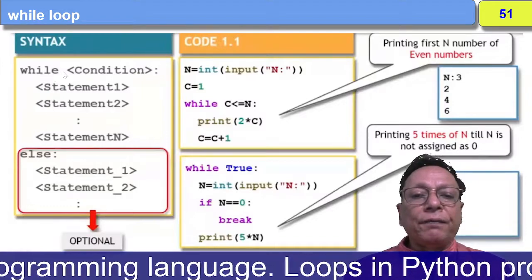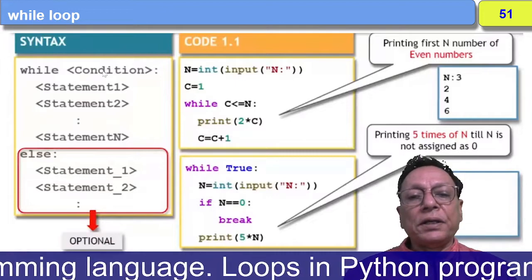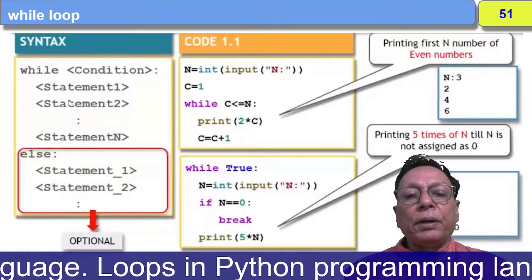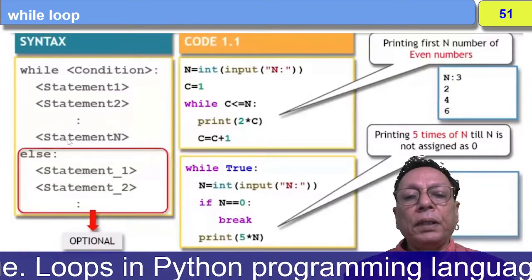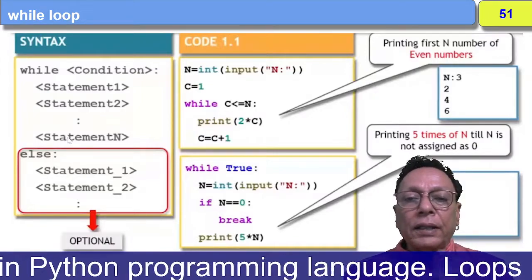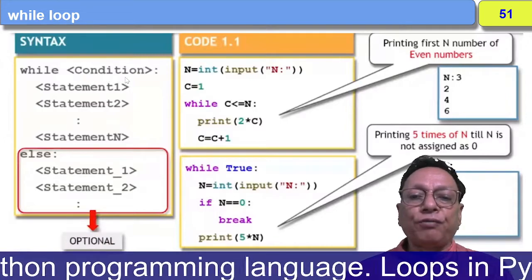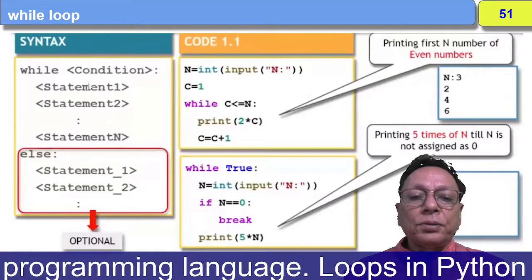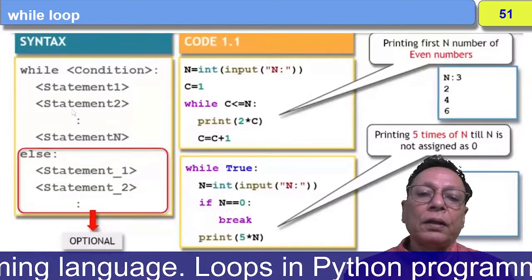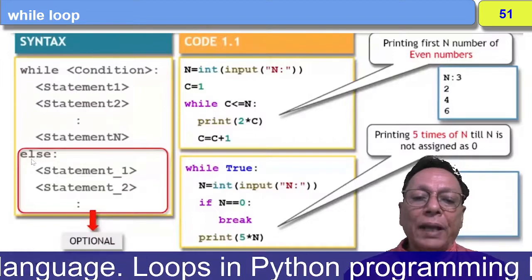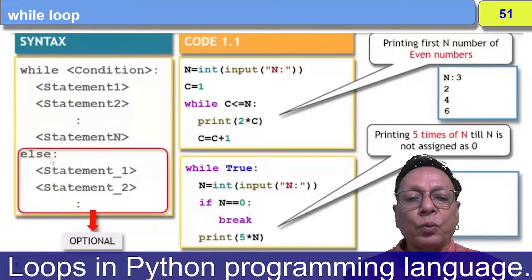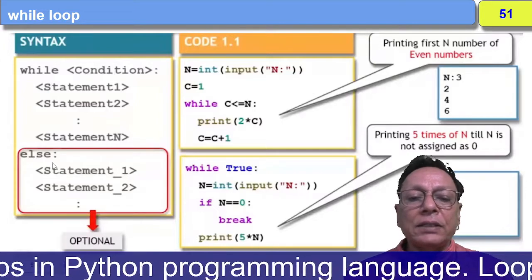And after this, you'll observe that while the condition is true, statement 1, statement 2, and up to statement n will be executed and repeated. And as soon as this condition becomes false, the control or the cursor comes to this statement. So when the condition is false, it comes to the else statement. So whatever statement is coming under else will be executed.